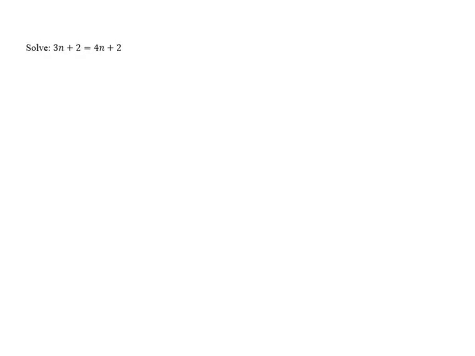Solve 3n plus 2 equals 4n plus 2. Again, we're faced with a situation where the variable is on both sides of the equation, and we know that we have to isolate the variable on one side. So the strategy is going to be the same as before. We need to eliminate one of the variable terms.